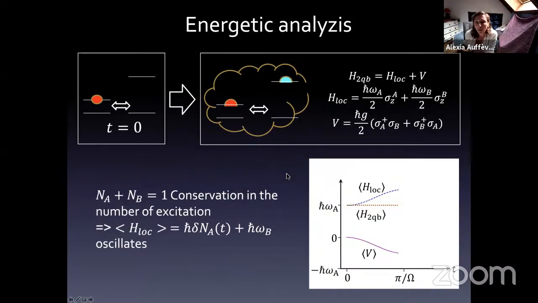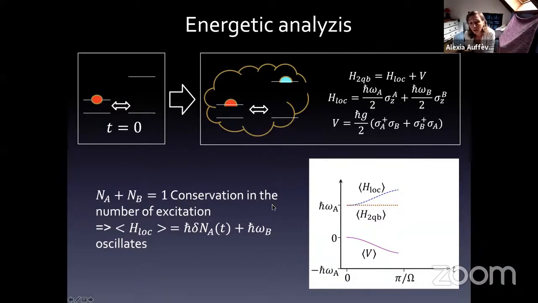So we can do the energetic analysis of this from a classical point of view first. Actually, there are two conservation rules that really allow us to grasp the essence of the mechanism. With this Hamiltonian, you have a first conservation, that is the conservation of the number of excitations. I start with a quantum, I end up with a quantum, there is no other option.